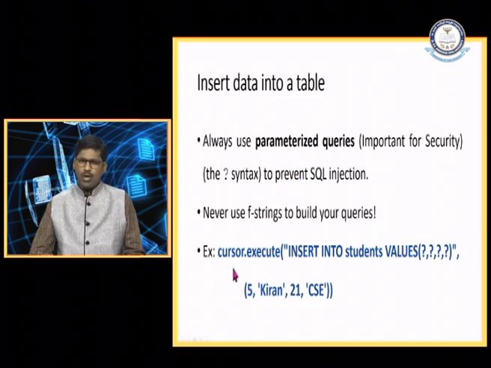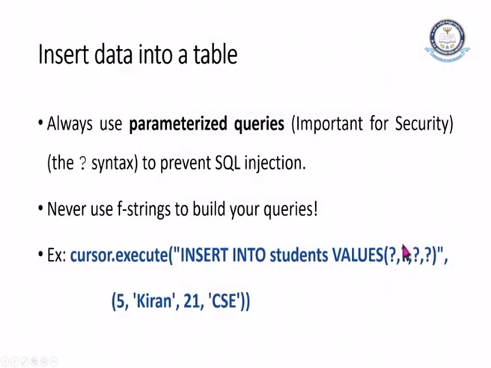Now, how to write the code? Cursor dot execute, insert into students. This is the actual query. Insert into your table name. In my example, my table name is students. So insert into students. Values is a keyword. How many values do you want to enter? Because I created 4 columns in the previous code, 4 times you must write a question mark within the double quotes, comma.